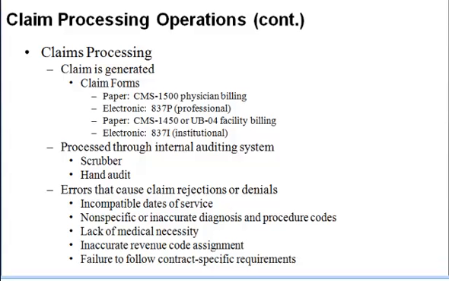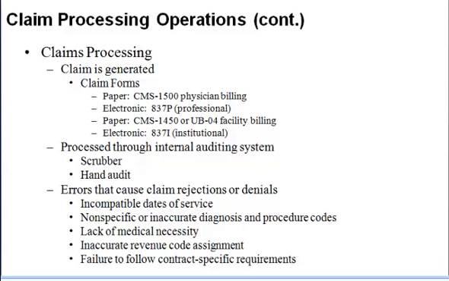So now we're going to move to actually processing the claim form. The paper form is the CMS 1500. That's for physician billing. Electronic is the 837P. The paper form for facility billing can either be the 1450 or the UB04. If it's electronic, that is called the 837I.